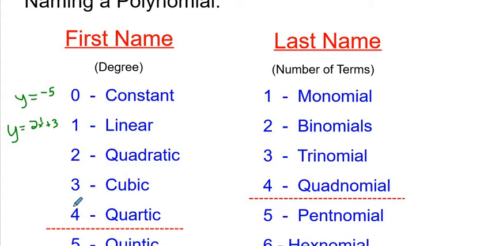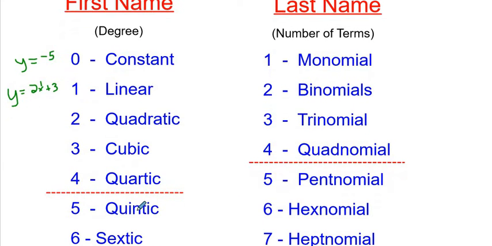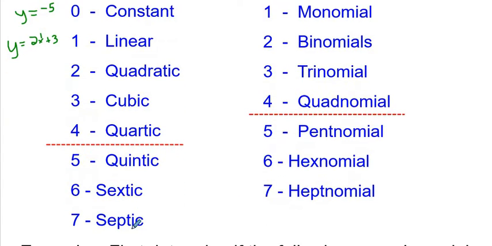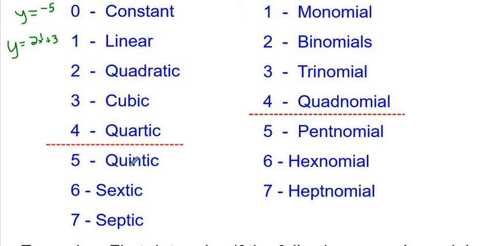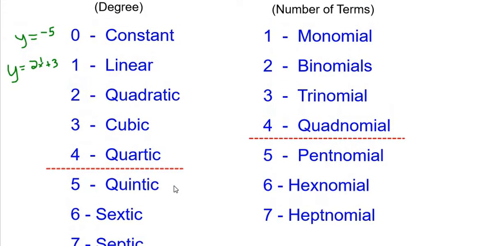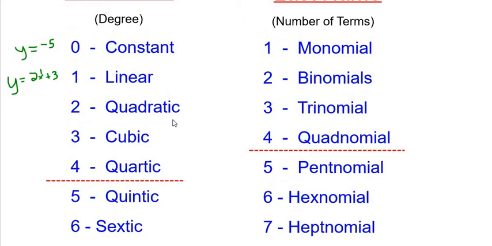In this modern day and age, that's usually where we stop, but it does keep going. We would have a quintic, a sextic, a septic, an octic, a nonic. But typically we just stop here. If you want to learn these other ones, that's great. And then we name the polynomial, this is the first name.